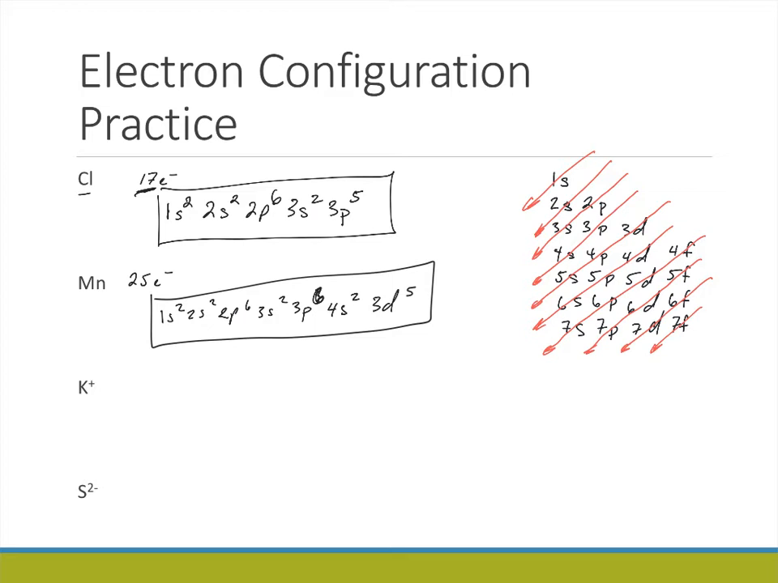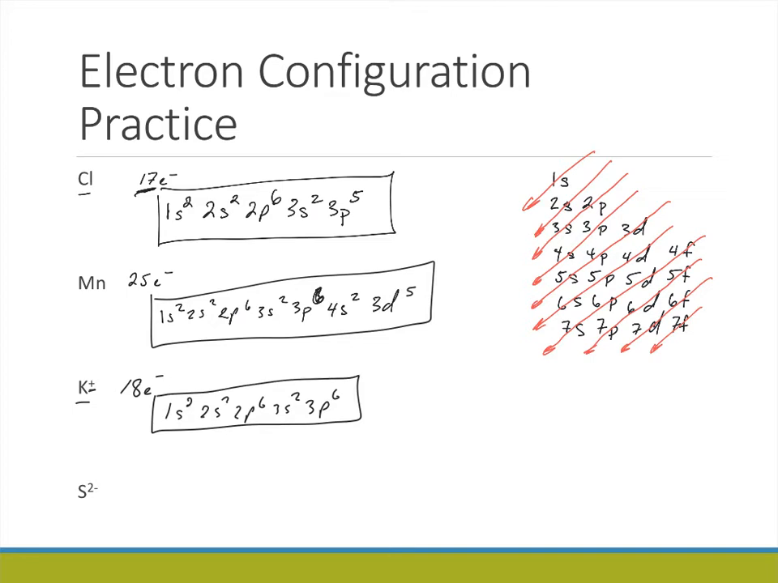Moving on to the potassium ion. Potassium is element number 19, which means it usually has 19 electrons, but this is the potassium ion. It is a cation, which means it has lost an electron. So instead of having 19 electrons, this has only got 18 electrons. So we can see that if we use chlorine, which has 17 electrons, 1s2, 2s2, 2p6, 3s2, 3p5, I can add one more to chlorine to get the potassium ion. So 18 total electrons: 1s2, 2s2, 2p6, 3s2, 3p6.